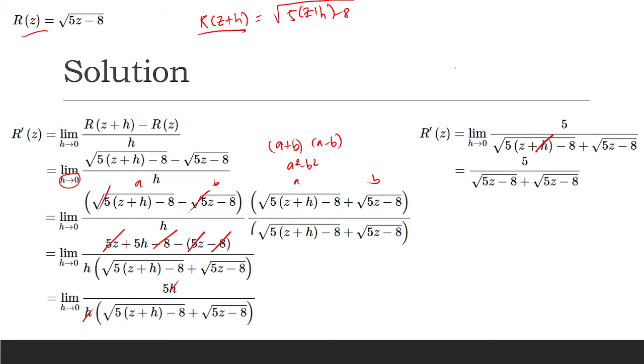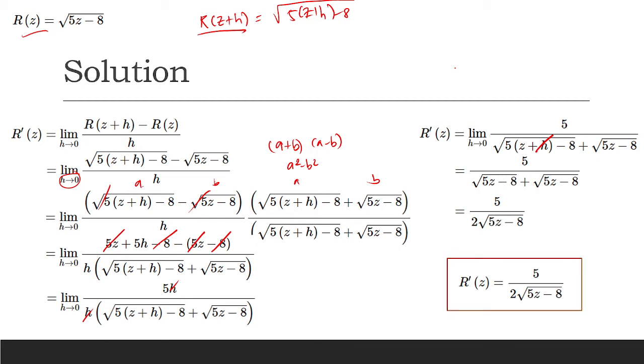So, this is the same. So, we can just write na 5 over 2 square root of 5z minus 8. So, that is now the derivative of our function. So, r prime z natin is equal to 5 over 2 square root of 5z minus 8. That is our final answer.